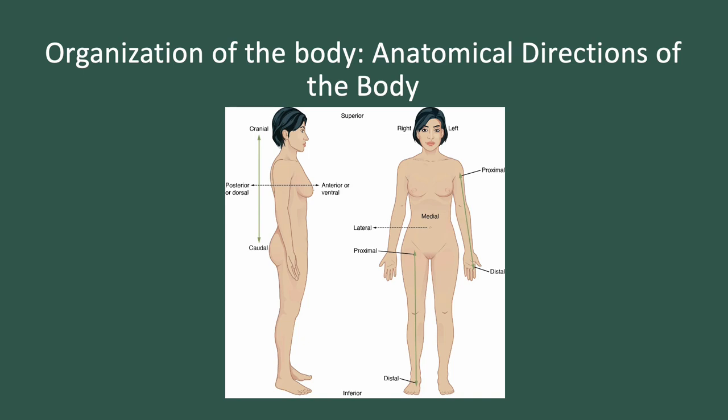Lateral means the sides, medial means the middle. Proximal means it's closer to me, distal means it's farther away. So if I say my first digit on my finger, the first knuckle, the first bend, is going to be what? Proximal or distal to me? It's going to be distal. How about if I say my wrist? My wrist is going to be proximal or distal to the rest of my body?